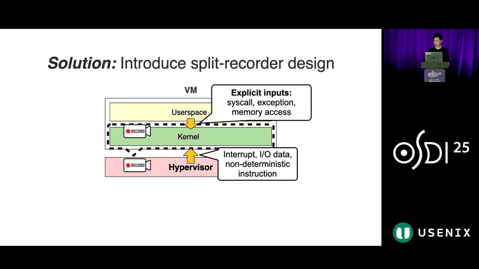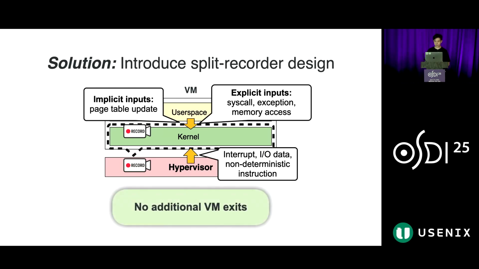There are explicit inputs such as system calls, exceptions, and memory accesses to the user space buffer, and there are also implicit inputs such as page table updates caused by the user space. Since this recorder is running inside the VM, there are no additional VM exits introduced for recording such inputs. Together, these two recorders collaboratively log the inputs to a shared event trace. And our synchronization mechanism ensures that all the events are correctly ordered.